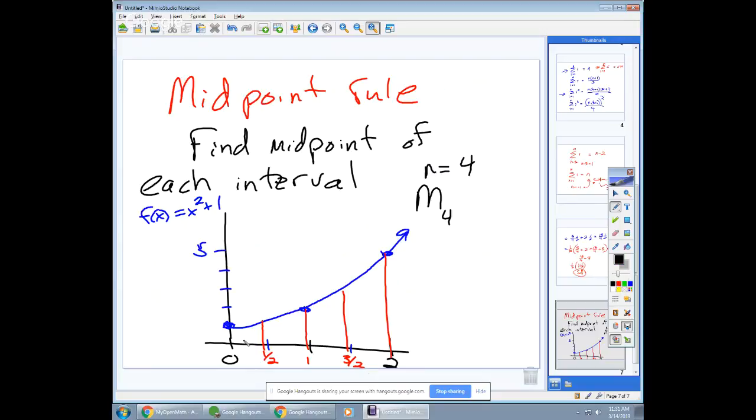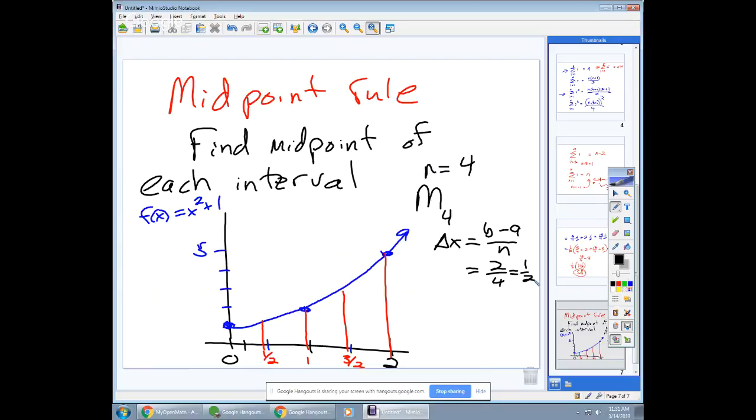So in the middle here would be a quarter. How do I get that? Well, in general, you have to find delta x. Delta x, remember, is always (b minus a) over n. So for us, that's 2 minus 0 over 4, which is 1/2.